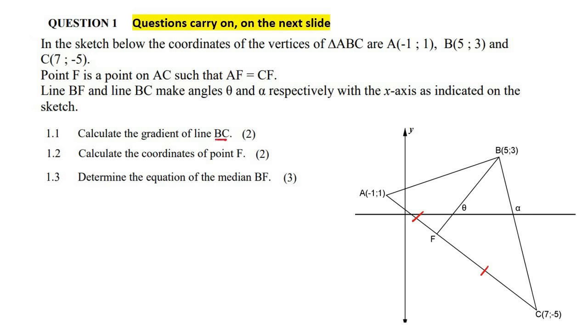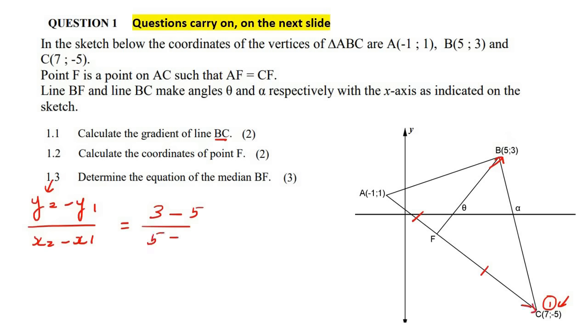Calculate the gradient of BC. Alright, so we know the gradient is y2 take away y1 over x2 take away x1. Now I'm just going to use the coordinates of B and the coordinates of C. I'm going to call this point number 2. I'll let this be point number 1. So the formula says that we need to use the y value of point number 2, which is a 3. Then we subtract the y value of point number 1, which is a 5. Then we have the x value of point number 2, which is a 5, and then the x value of point number 1, which is a 7. And if you work this out, it's negative 2 over negative 2.